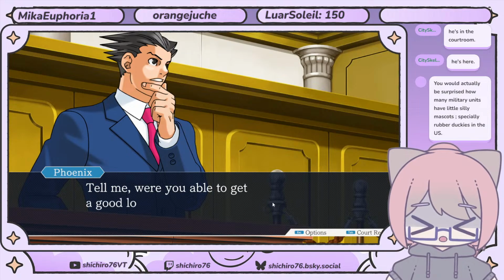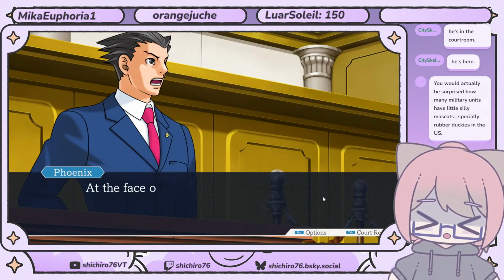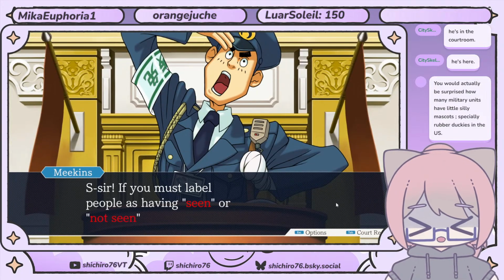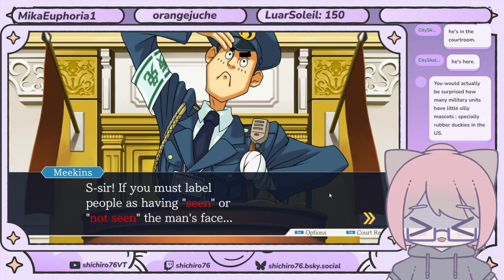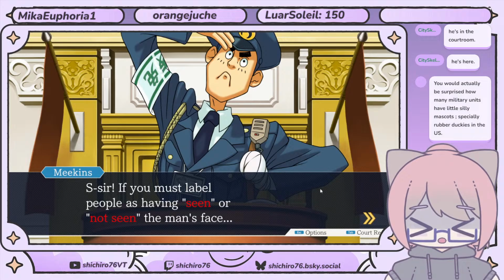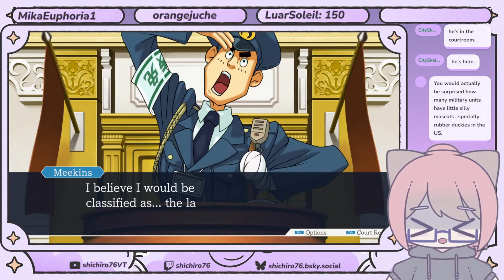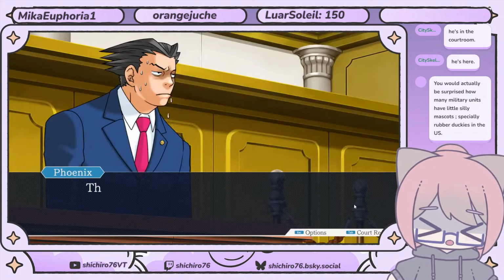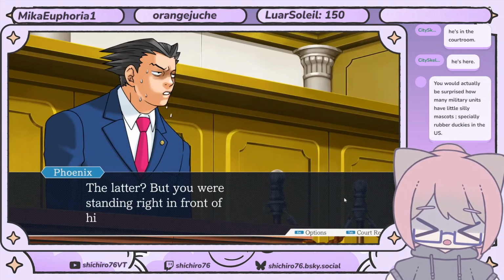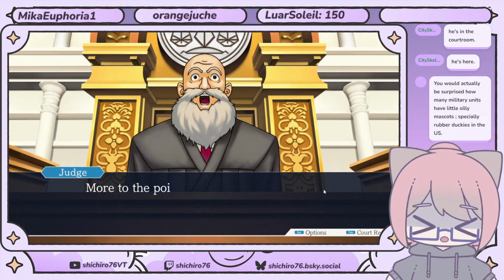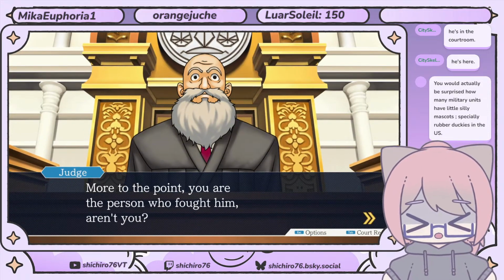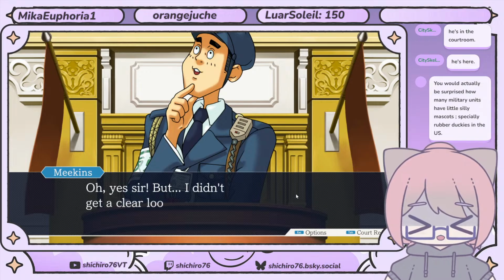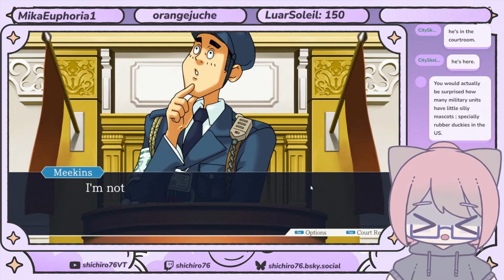Hold it. Tell me, were you able to get a good look at him? At the face of the man who attacked you with a knife? Sir, if you must label people as having seen or not seen the man's face, I believe I would be classified as the latter. That's a very weird way to say no. Latter, but you were standing right in front of him, were you not? More to the point, you are the person who fought him, aren't you? Oh, yes, sir, but I didn't get a clear look at his face, sir.